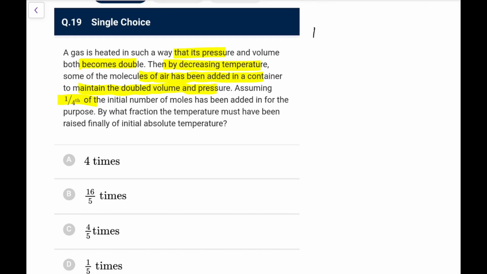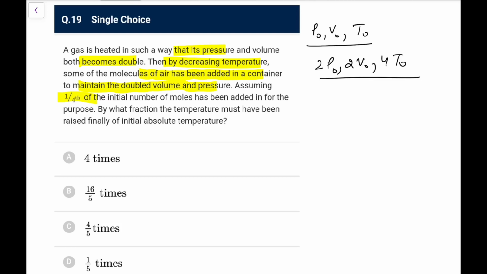So let me have P naught, V naught, T naught. Now initially, pressure and volume both will double, moles remaining same, so it is 2 P naught, 2 V naught. You can directly make out the PV product is proportional to temperature, so that has become 4 T naught. Now you are adding moles to maintain the double volume and pressure, assuming 1/4 is added. By what fraction must the temperature have been raised finally of initial?